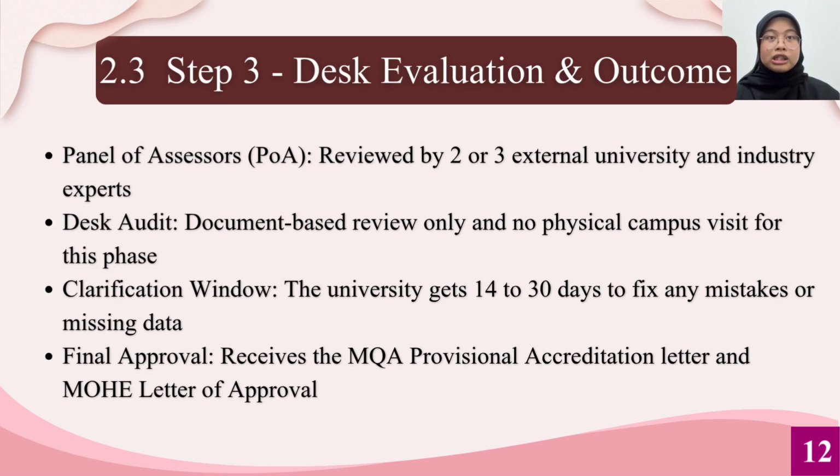If they find any small mistake or missing information, NQA will give the university about 14 to 30 days to fix it. Once the panel is happy with the changes, they send the report to the NQA committee. If approved, the university gets the NQA provisional accreditation letter and the Ministry of Higher Education's letter of approval. By law, the university cannot take in students until they receive both approvals.